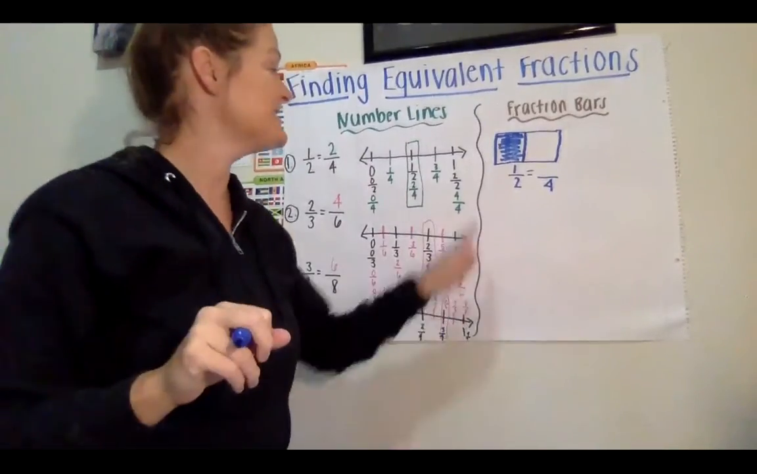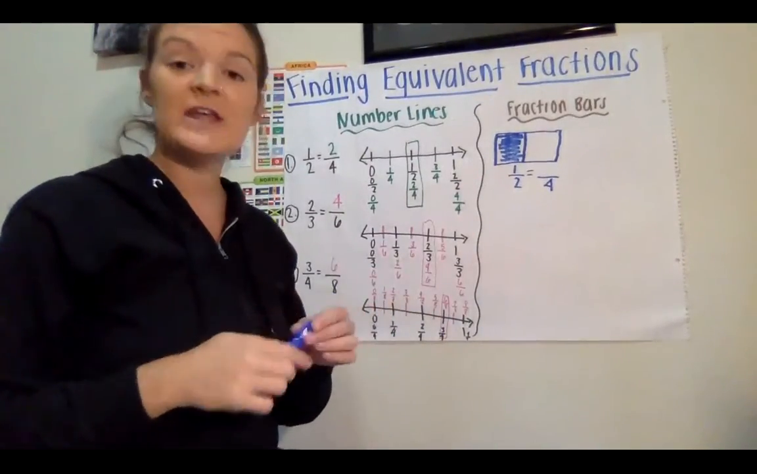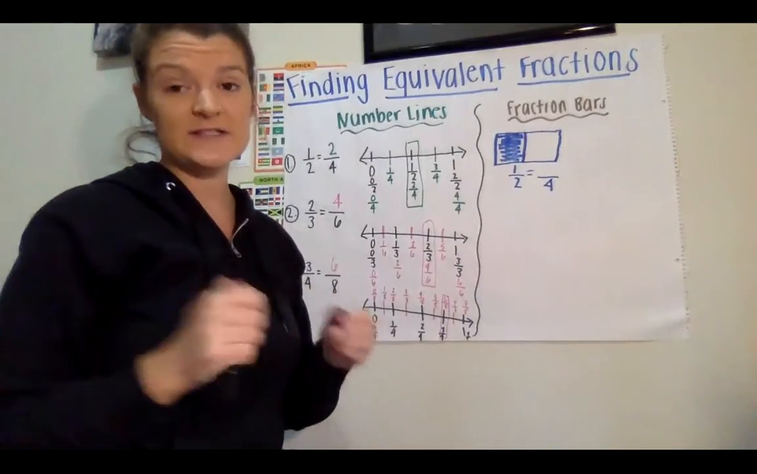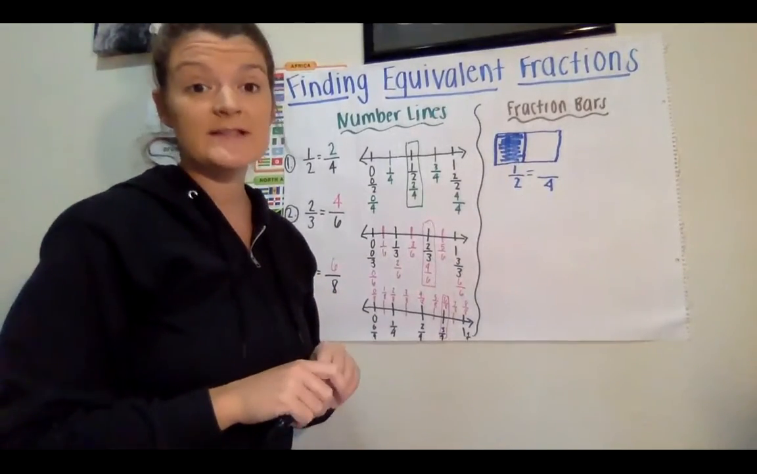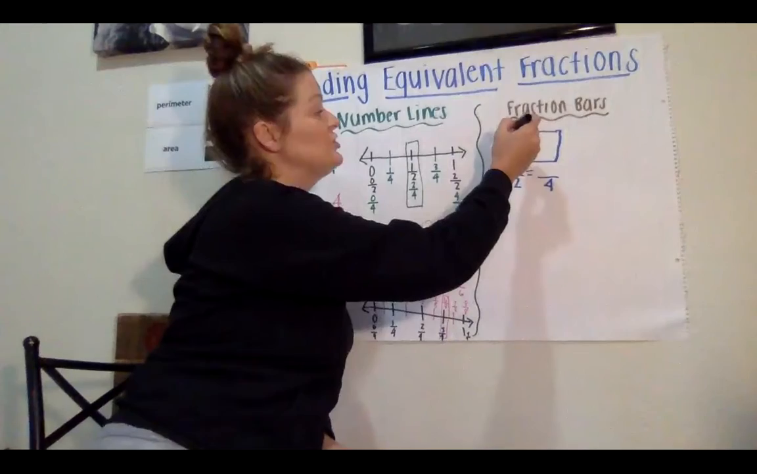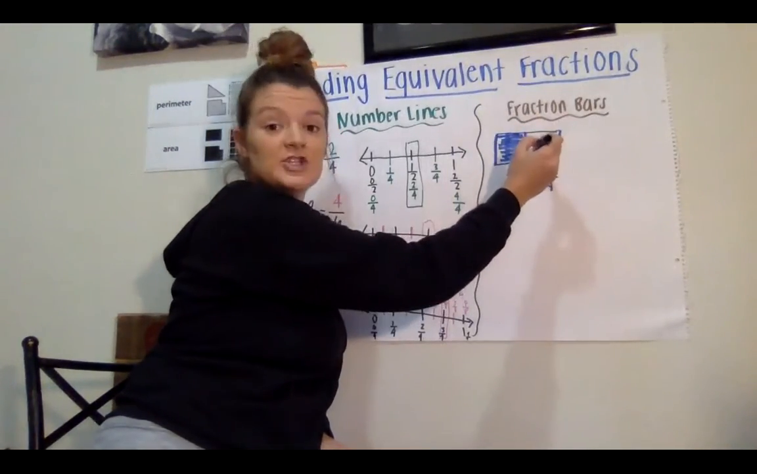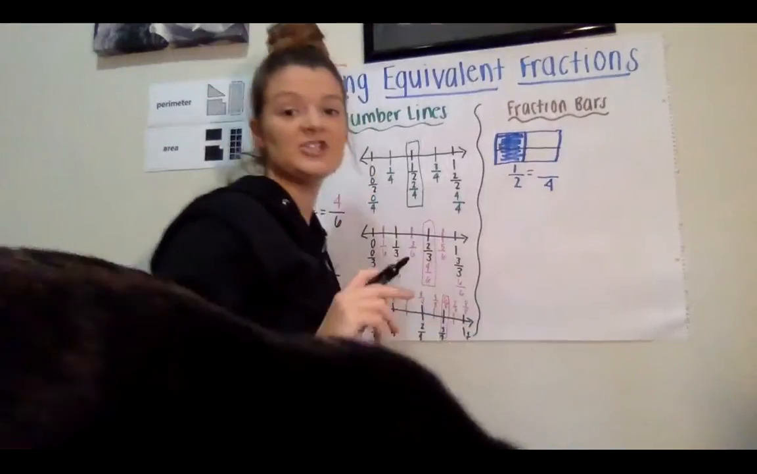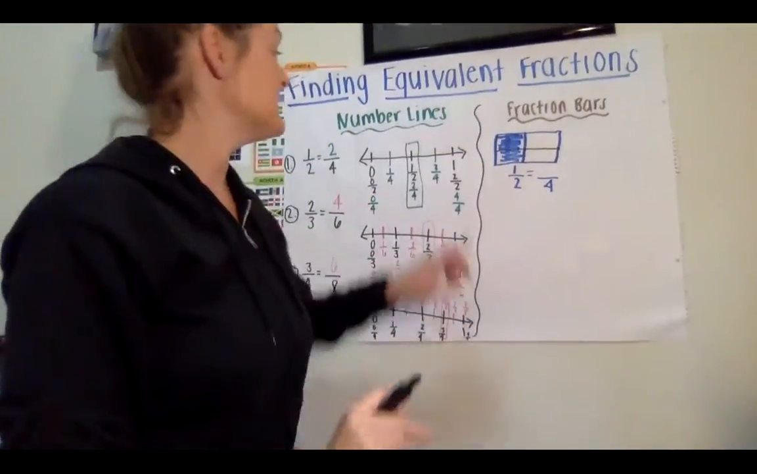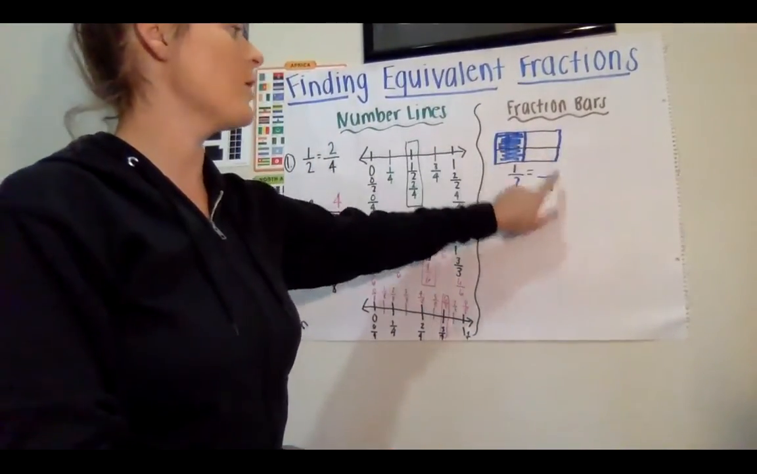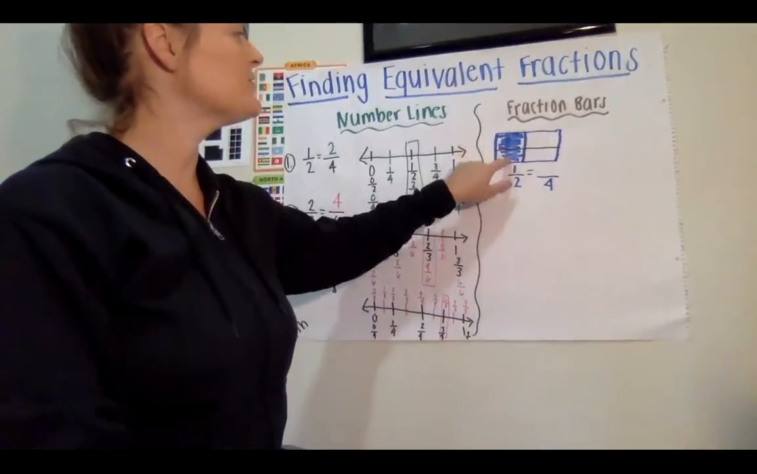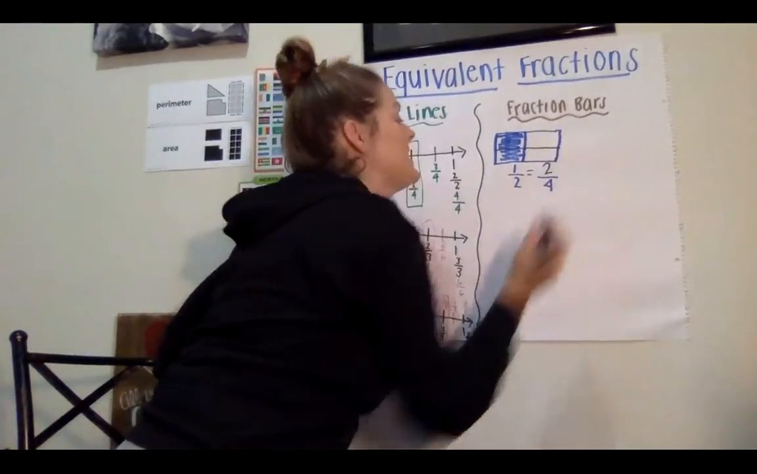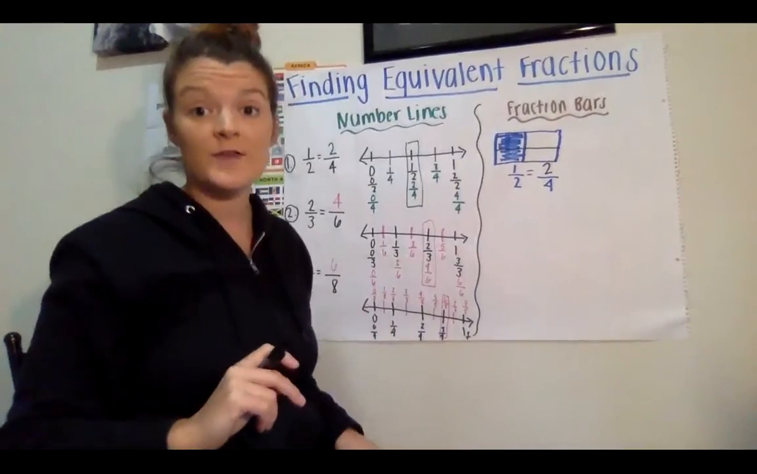I can cut this model to turn it into fourths. How can I turn these halves into fourths? There's a couple of different ways I could cut it. I could draw two vertical lines to turn it into fourths, or I can just partition across like this. And I see that now I have 1, 2, 3, 4 parts. And how many of those parts are shaded? 2. So that shows me that 1/2 is equal to 2/4.